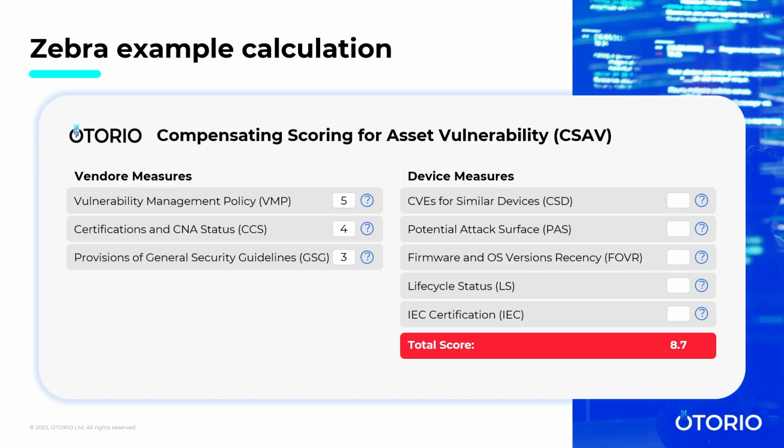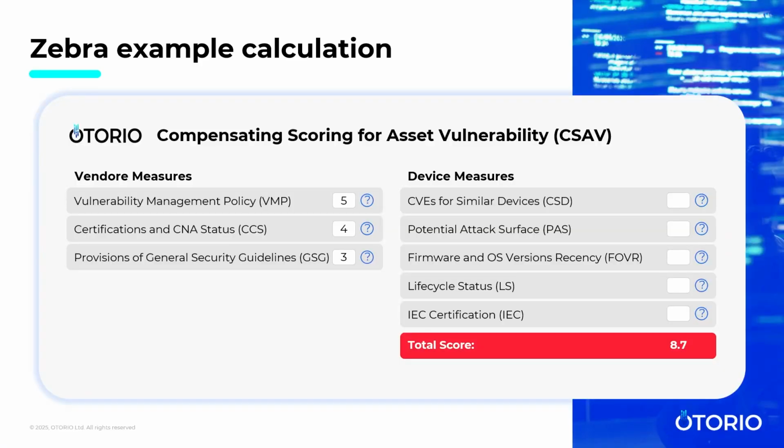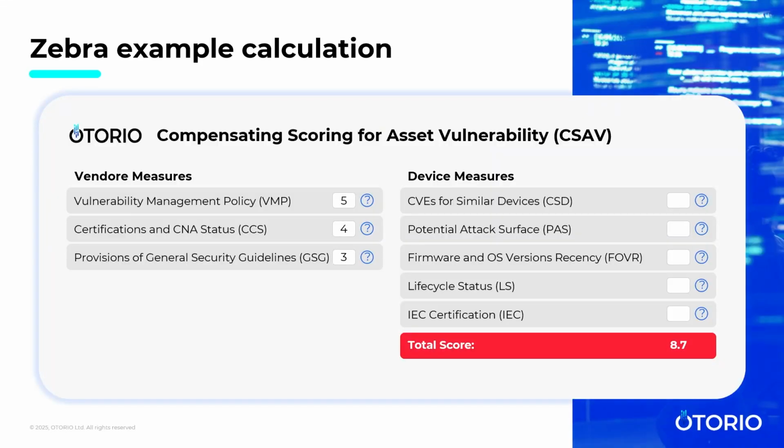So if we take Zebra as a vendor and we put it within the calculator, for the vulnerability management policy, and I take it from a snapshot of the year before, so 2018, they had nothing. No vulnerability policy, nothing at all. From certifications and CNA status, they did have some general certification from an IT security standpoint, so let's give them a 4. And provisions of general security guidelines, they did provide some guidelines of security, but we really tried to analyze that and we saw something very generic, but we still gave them a 3. And we're seeing that if we were using this calculator 1 year before the CVE was released, this was the score of the Zebra printers within my environment.